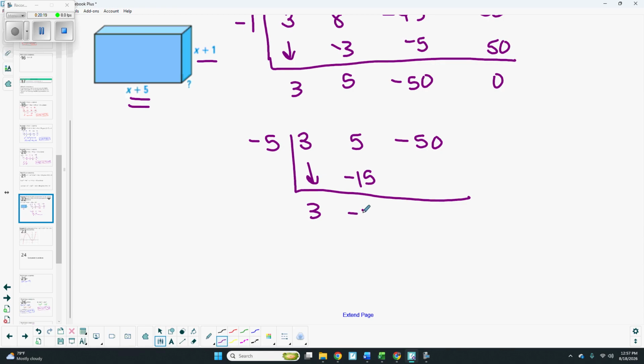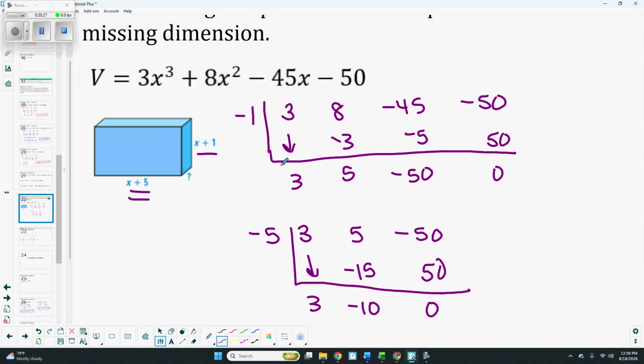Immediately wrong. Multiply, add. So what I'm left with is if I started it to the third power, this brought me down to the second power, this brought me down to linear. So this would be 3x minus 10.